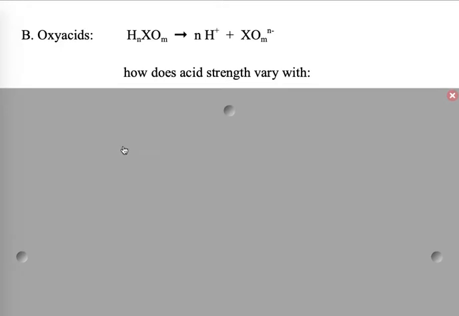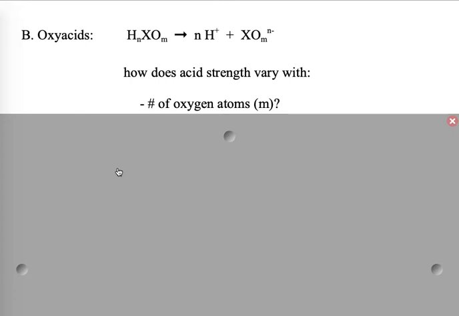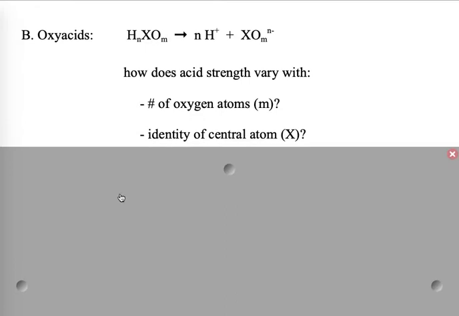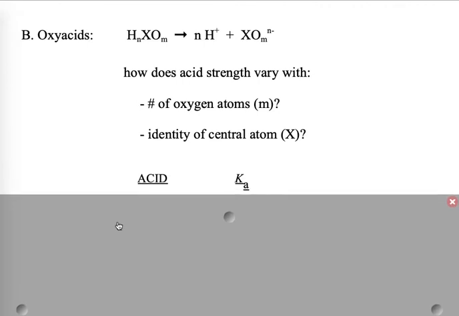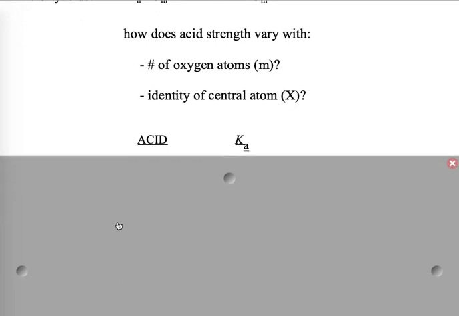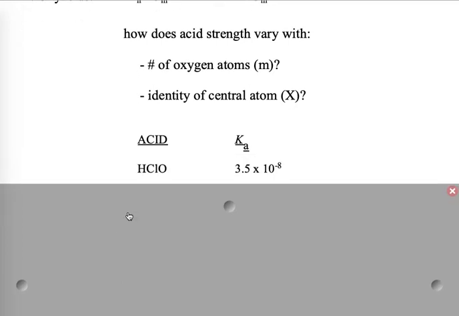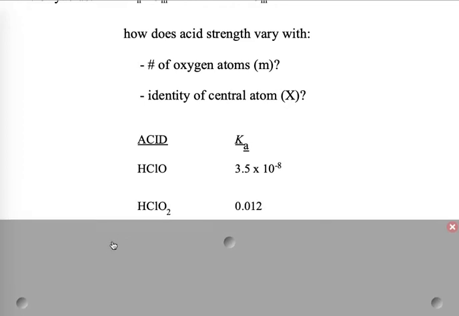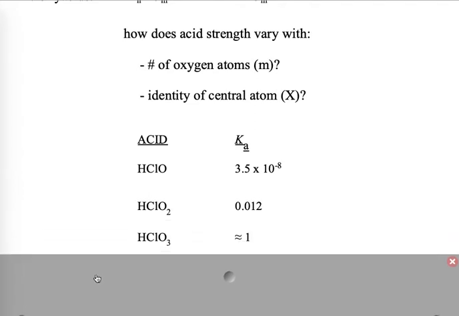So the questions are, how does the strength of this oxyacid vary with the number of oxygen atoms attached to the central atom in the polyatomic anion, which is M, as well as the identity of the central atom X? So let's consider these two things sequentially. So here are a series of oxyacids, and let's look at their corresponding Ka values. Hypochlorous acid is a very weak acid, 3.5 times 10 to the negative 8. Chlorous acid, HClO2, is a substantially stronger acid, Ka 0.012. Chloric acid, HClO3, has a Ka value close to 1.